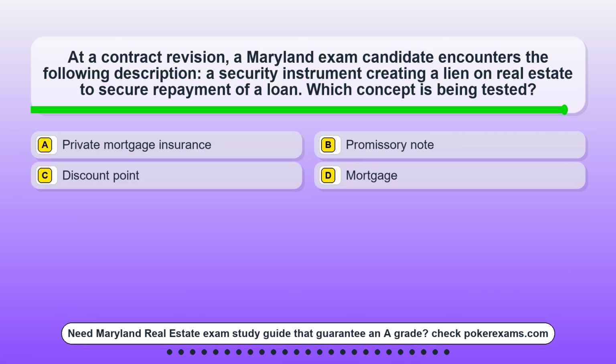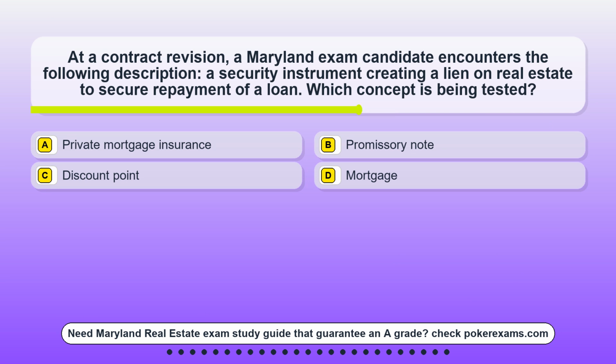Question 24. At a contract revision, a Maryland exam candidate encounters the following description: a security instrument creating a lien on real estate to secure repayment of a loan. Which concept is being tested? Option A, private mortgage insurance. Option B, promissory note. Option C, discount point. Option D, mortgage.